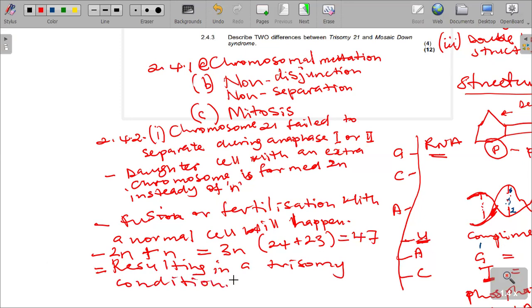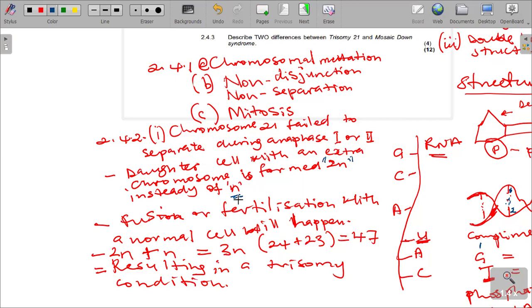So basically, that is exactly what we are saying: there is a non-separation of chromosomes that took place during anaphase 1 or 2, resulting in a daughter cell with extra chromosomes being formed. The daughter cell has 2n instead of having n, so 2n is abnormal and the normal is n.